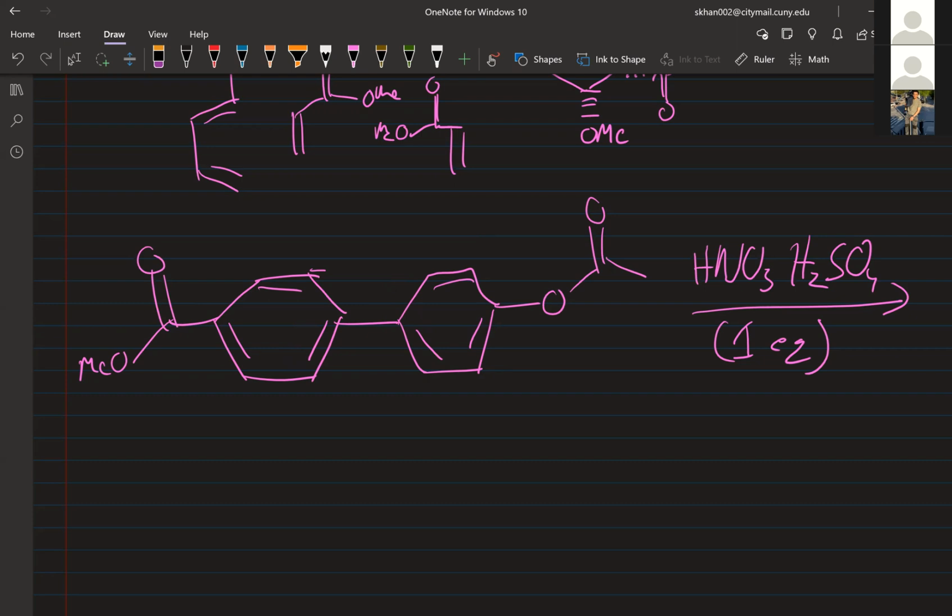Anyways, just nitrate one of them, right? It doesn't matter, we'll just pick the top one. But don't pick both of them, because it specifically says here one equivalence. If you did a dinitration product, you probably wouldn't get any points at all. So make sure you only nitrate once. That was the whole point of mentioning one equivalence.